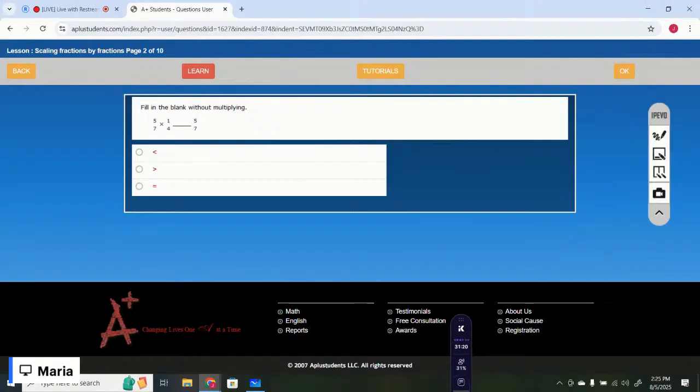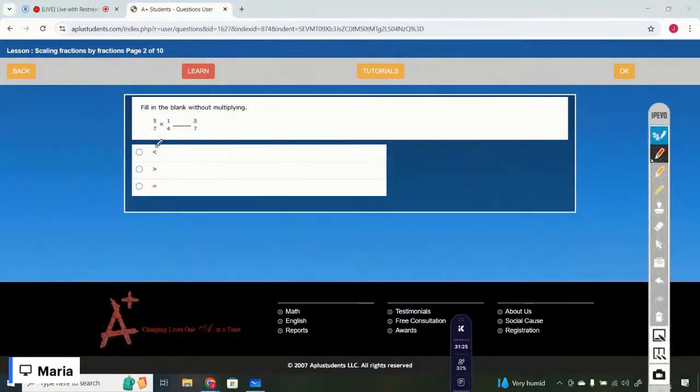5 by 7 times 1 by 4 and 5 by 7. So let's just multiply. 7 times 4 is 28. And we need to compare whether 5 by 28 is greater than 5 by 7 or less than 5 by 7. So 5 over 28 is less than 5 by 7. Option number 2 is the correct option. Greater it is.